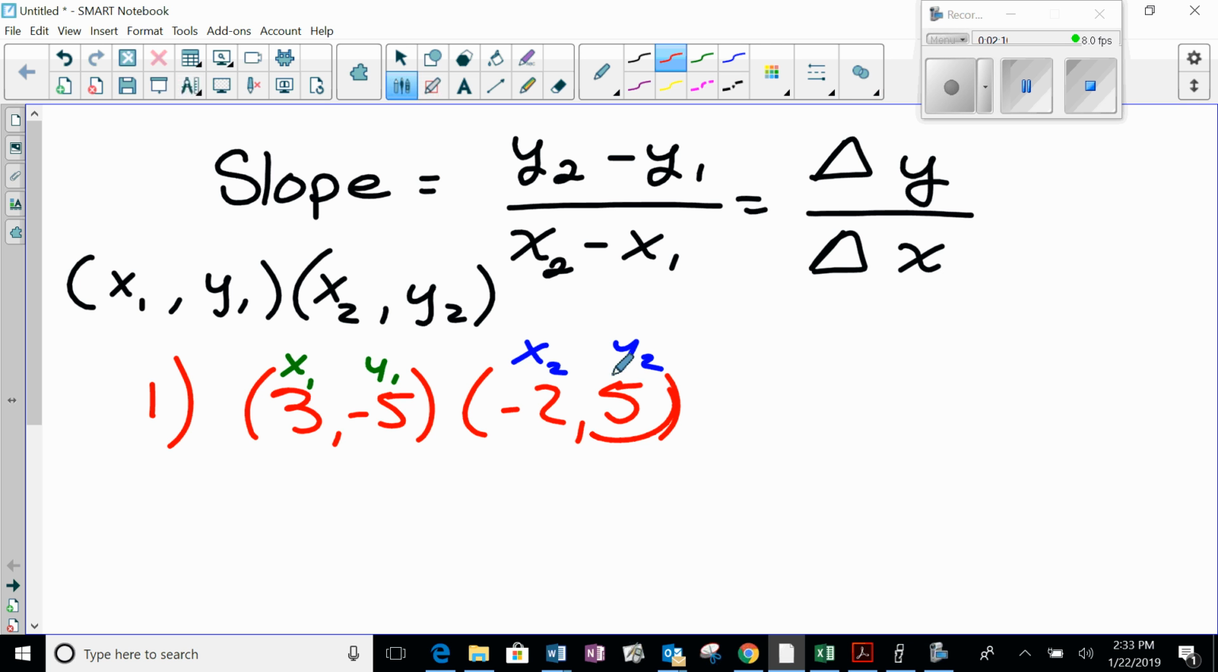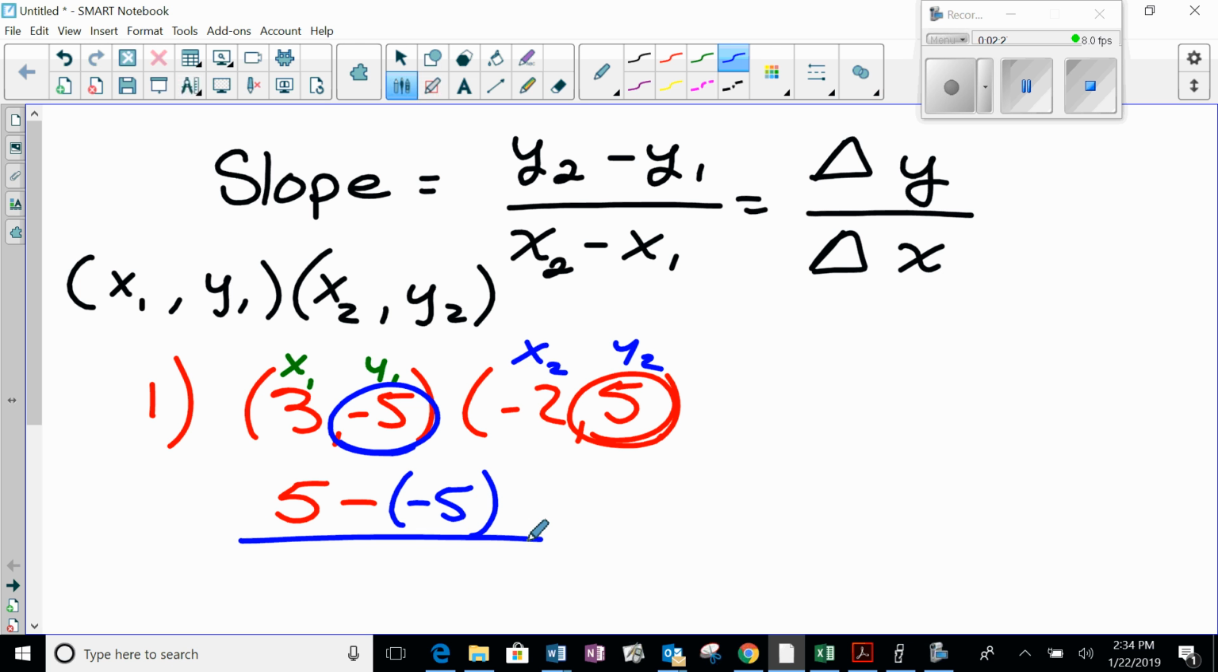So y2 is 5. You should be writing this on your paper. Minus my negative 5. Divided by negative 2 minus positive 3. y2 minus y1 divided by x2 minus x1.